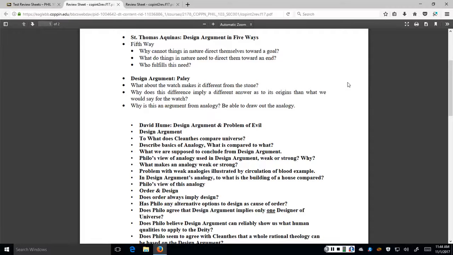Now, Philo says, well, theists like Aquinas want to conclude that there's one designer of the universe, the God of the Bible and church tradition. But basically, Hume, as Philo, says, why is that the only possible conclusion?